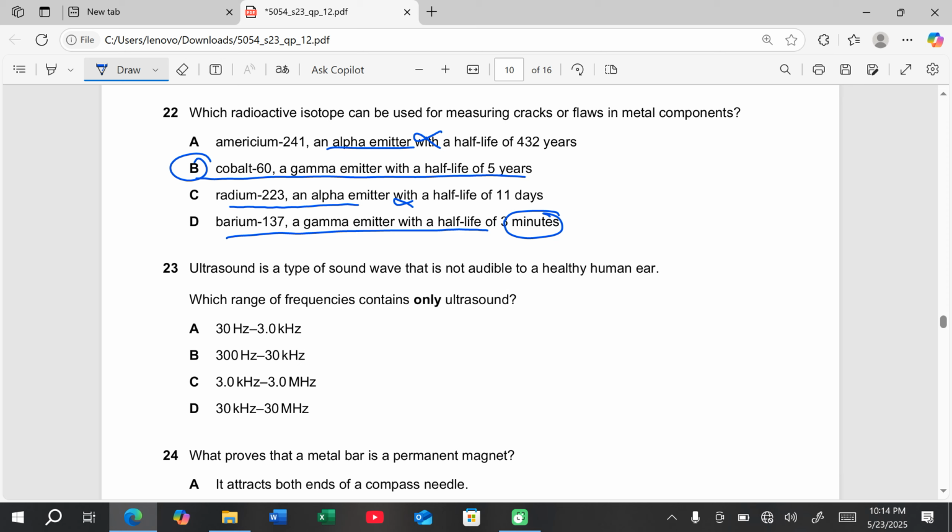Ultrasound is a type of sound wave that is not audible to a healthy human ear. What is the range of frequency that contains only ultrasound? That should be greater than the human audible range. So this one, because everything else is in the human audible range. And what is the human audible range? That is 20 hertz to 20 kilohertz.